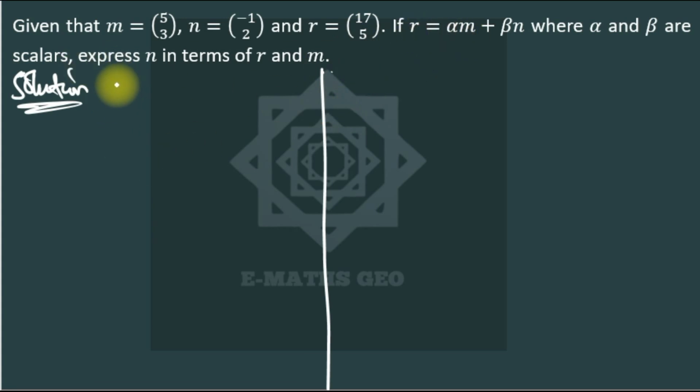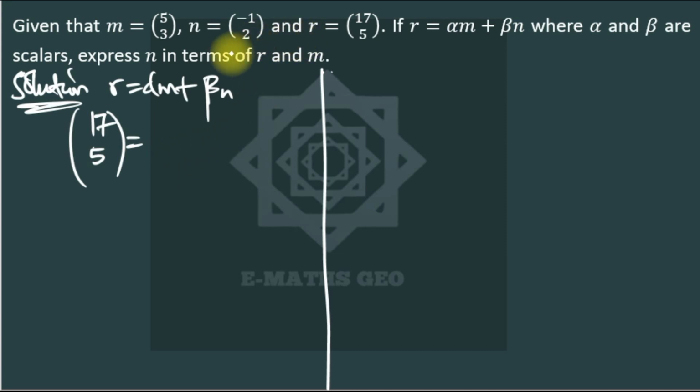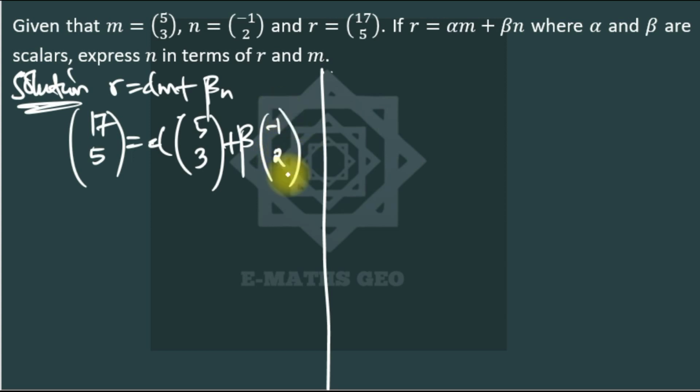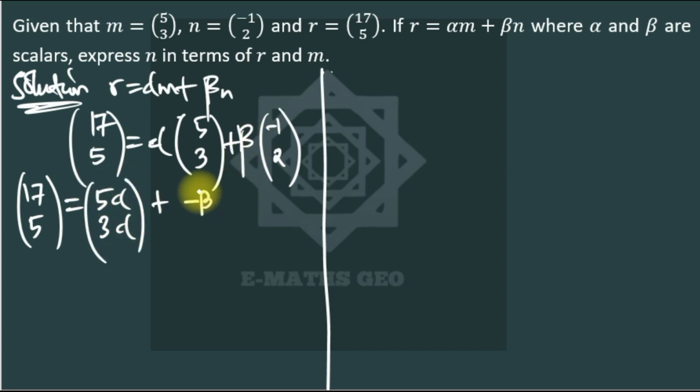So let's read. They gave us r to be equal to alpha m plus beta n, and they have given us vector r as the column vector 17, 5. Alpha is a scalar multiplying m, which is 5, 3, and beta is multiplying -1, 2. So alpha will multiply both the x and y components. Alpha times that is 5 alpha, alpha times that is 3 alpha, plus this is minus beta, and also this is 2 beta.